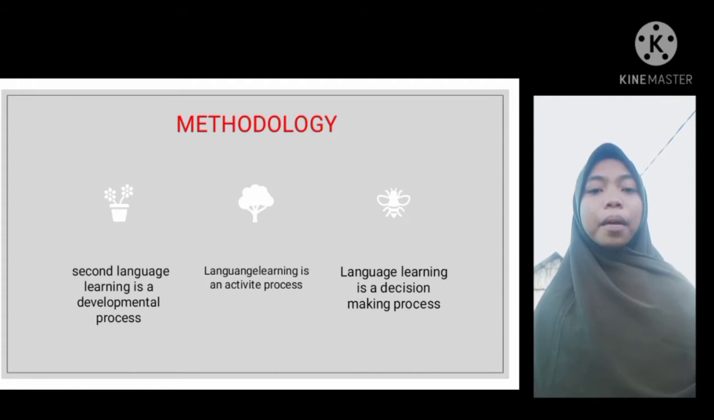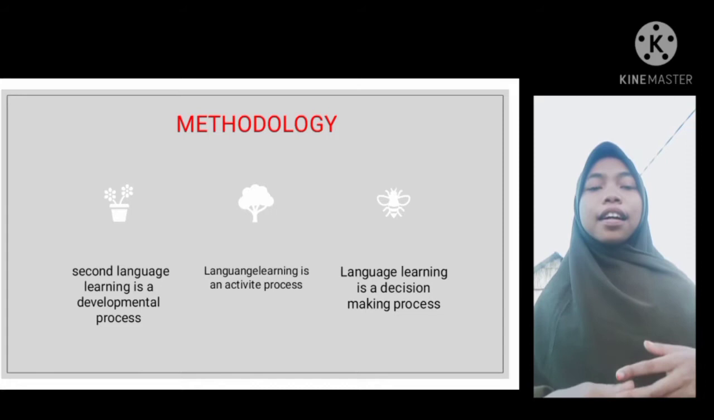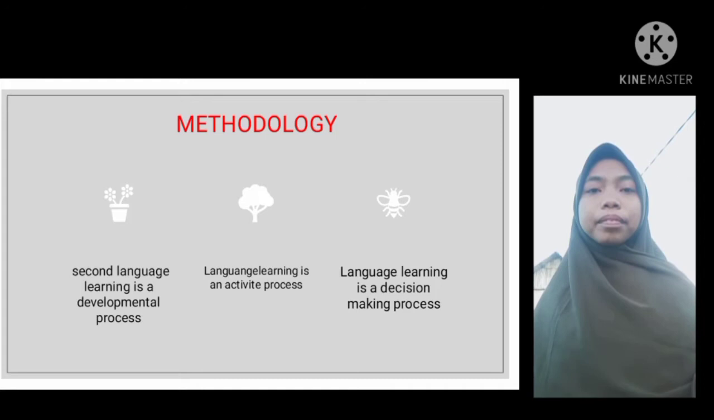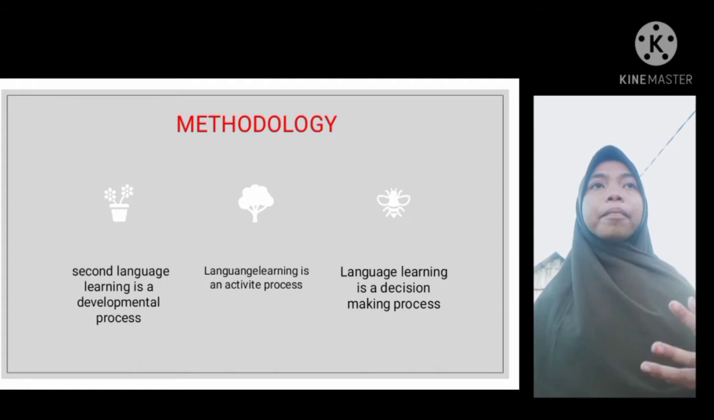Kemudian yang ketiga adalah language learning is a decision making process. So here it means that in the classroom, teachers always make all decisions, but when making decisions, teachers also have to pay attention to how to avoid mistakes or how to avoid an error.